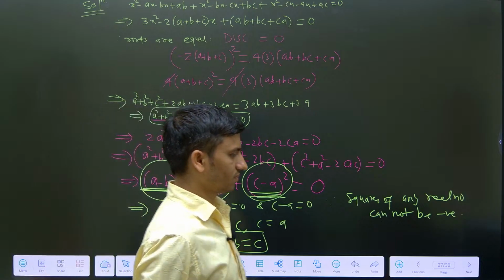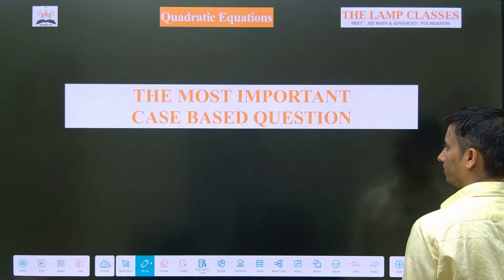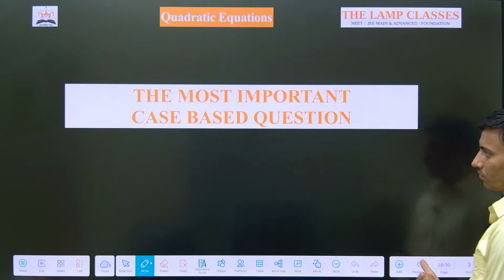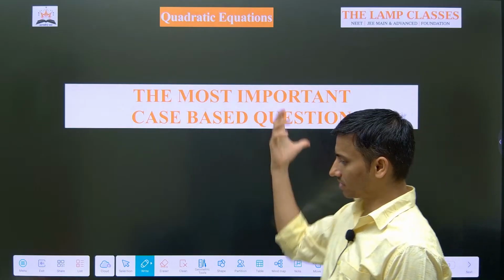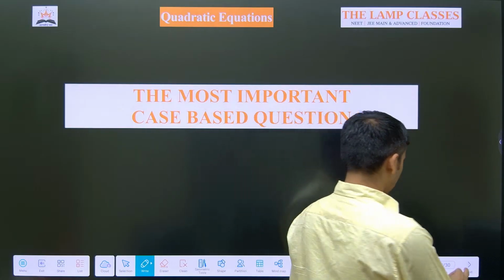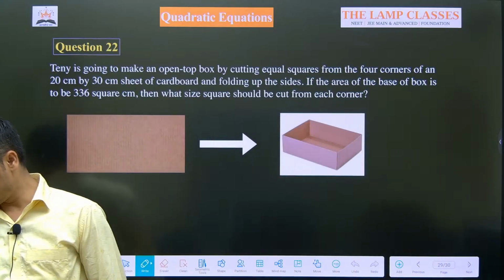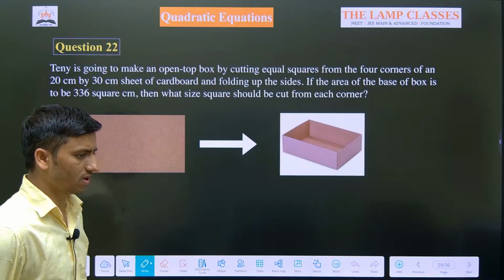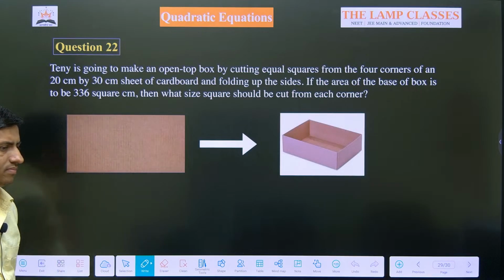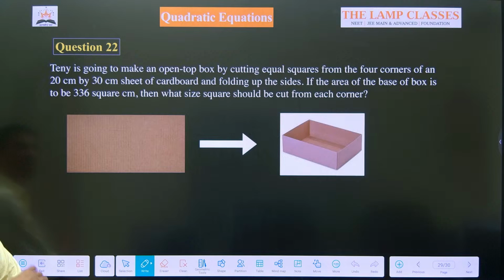Okay. Let's do the next one now. Yeah, I have taken one case study question as well, so that it covers every type of problem. So that is this. Please read the question and frame the equation properly. Tani is going to make an open top box by cutting equal squares.